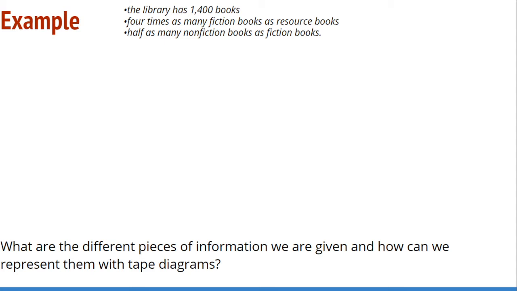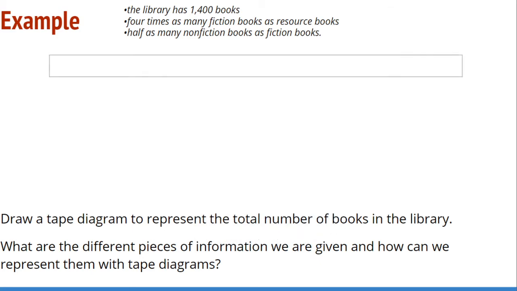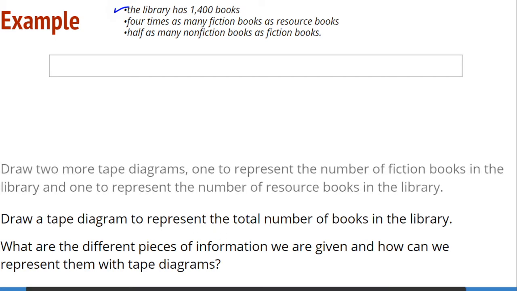Now, how could we represent all of this with a tape diagram? Well, the first thing we could do is draw a tape diagram that represents the total number of books in the library. So we're going to draw a nice big long tape because that's the total. So we have a tape for the first piece of information. Now, looking at this next piece of information, what would we draw? Well, we're going to need 2 more tape diagrams. We're going to need one for the fiction books and one for the resource books.